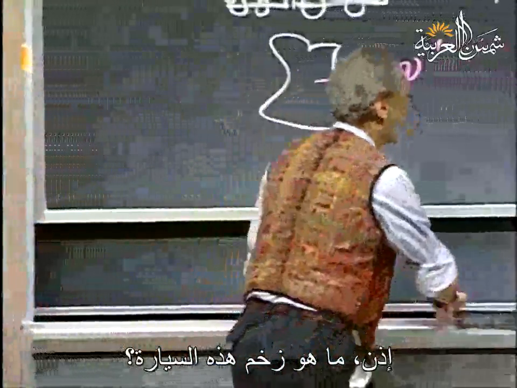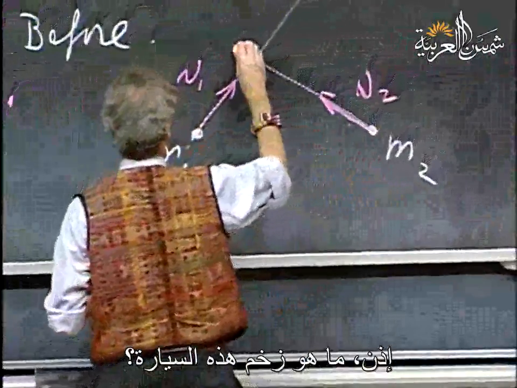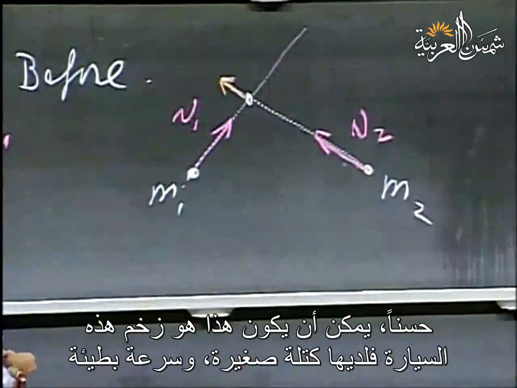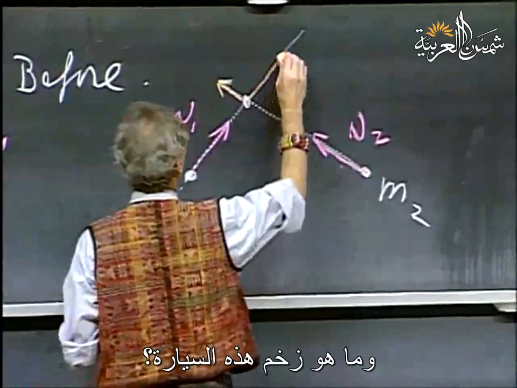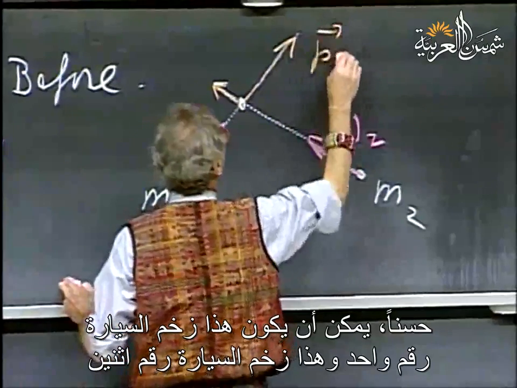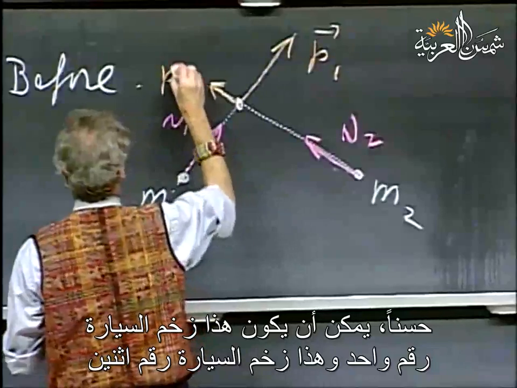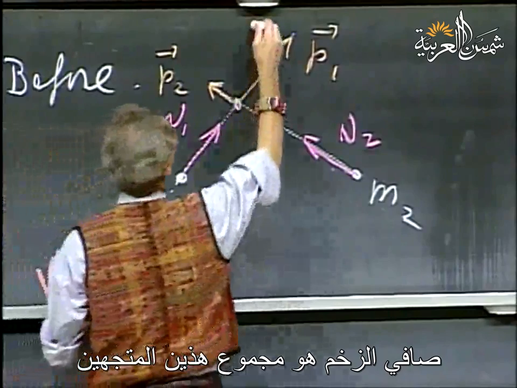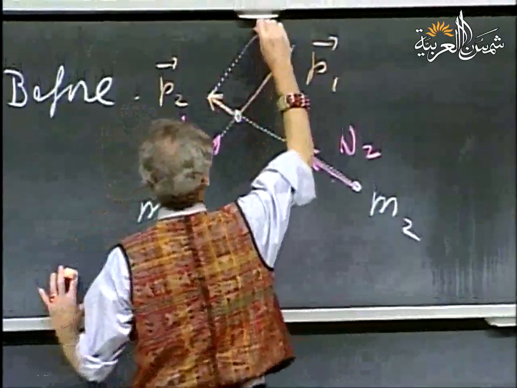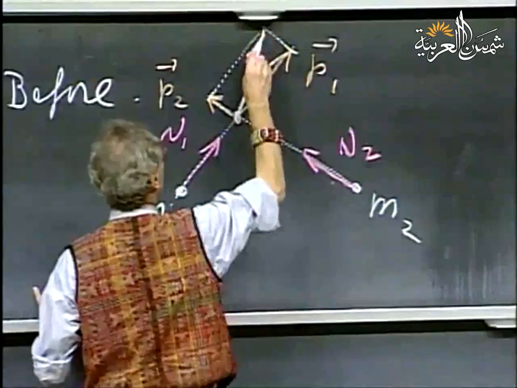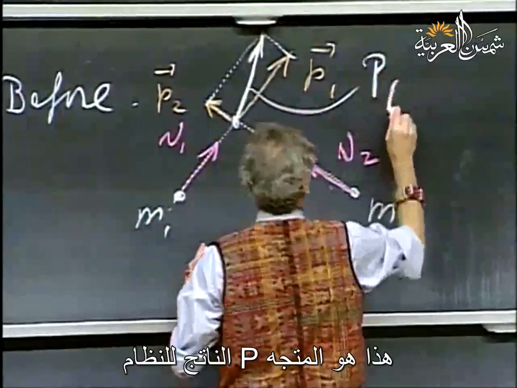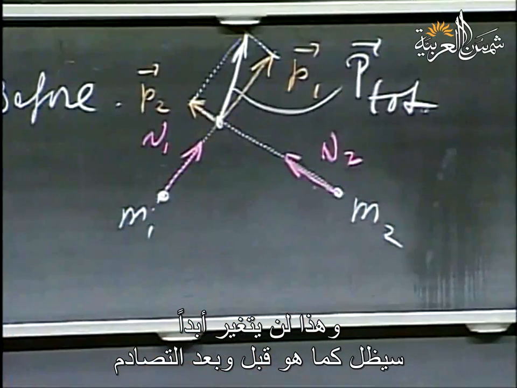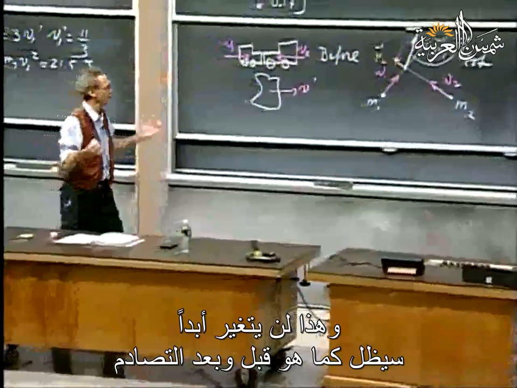And so, what is the momentum of this one? Well, this may be the momentum of this one. It may have a very small mass, small speed. And what is the momentum of this one? Well, this may be the momentum of number 1, and this could be the momentum of number 2. The net momentum is the vectorial sum of these two, which is this. That is P total of the system. That is never going to change. That's before and after the collision exactly the same.